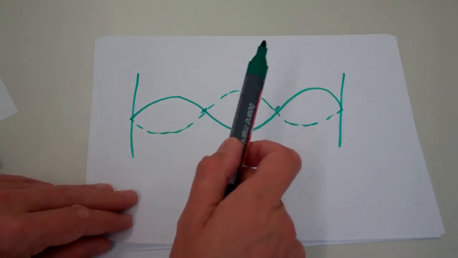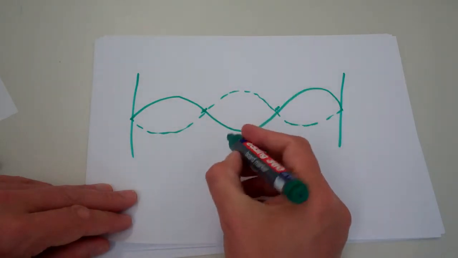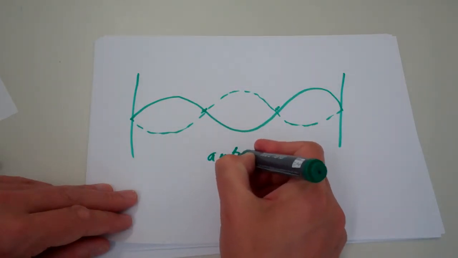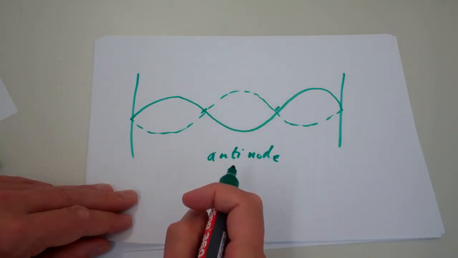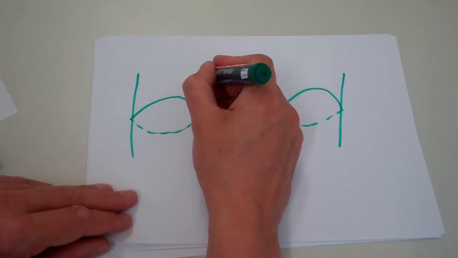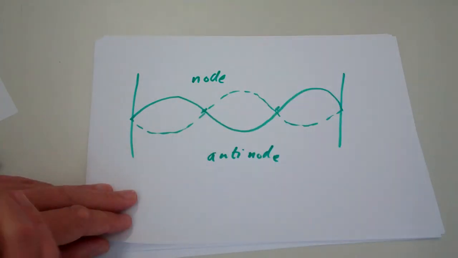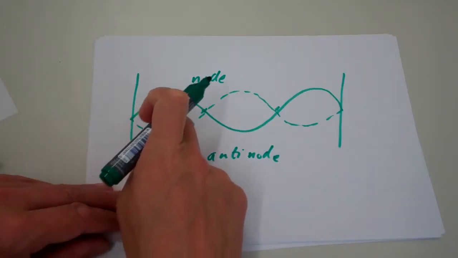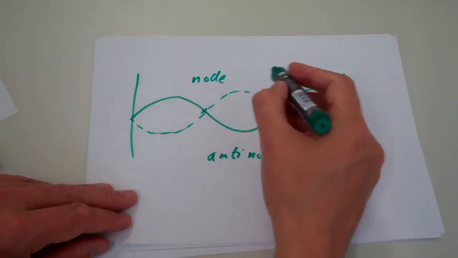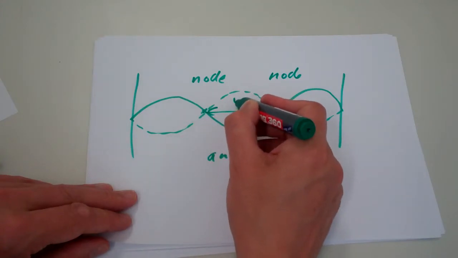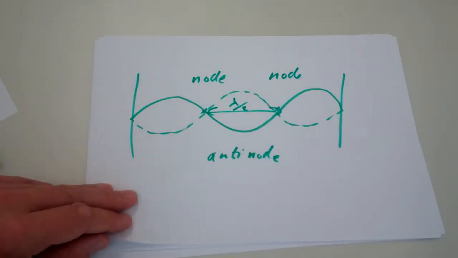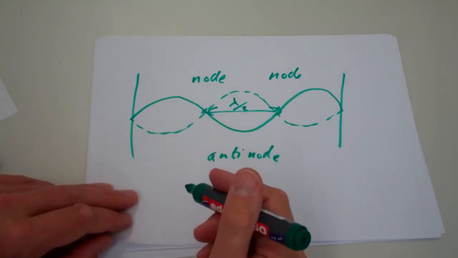In some places we'll get constructive interference, and here we have an antinode. That's where the two waves are reinforcing. We also have nodes, which are where we get destructive interference and there's no wave activity. You can see that that is one wavelength. So the distance between two adjacent nodes is half a wavelength, and the distance between two adjacent antinodes is half a wavelength as well.